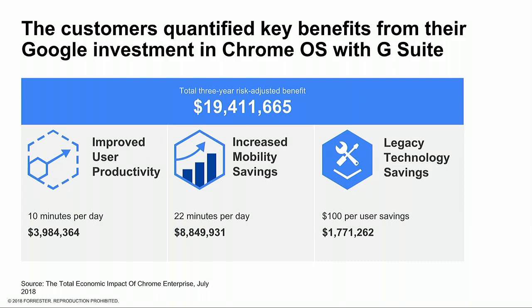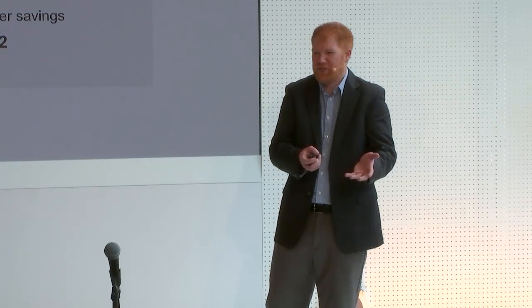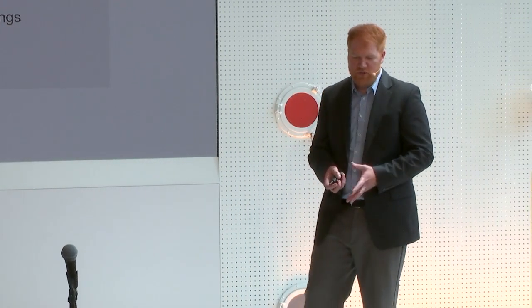Increased mobility savings is our next category here. And this was around 22 minutes a day on average. Now, what is mobility and what does that mean to an organization? Well, one customer said, I can now work from the beach. They can work from the beach. I said, sign me up. I want to work from the beach. But, you know, joking aside, they're actually seeing a lot of savings here.